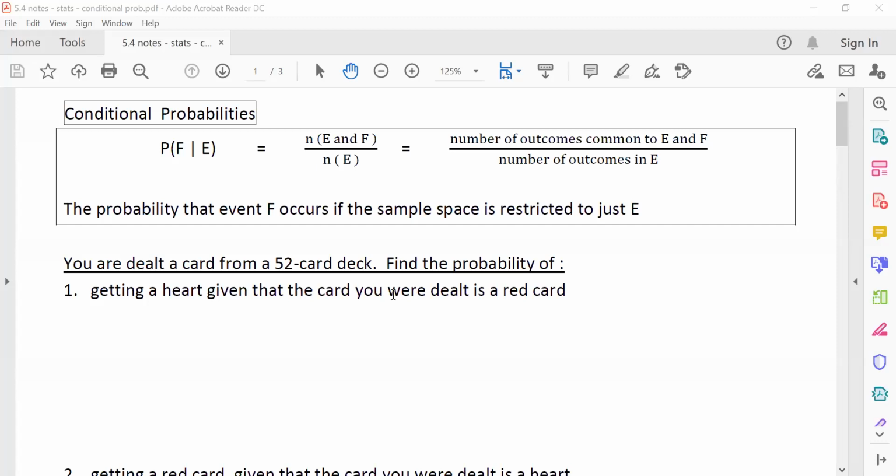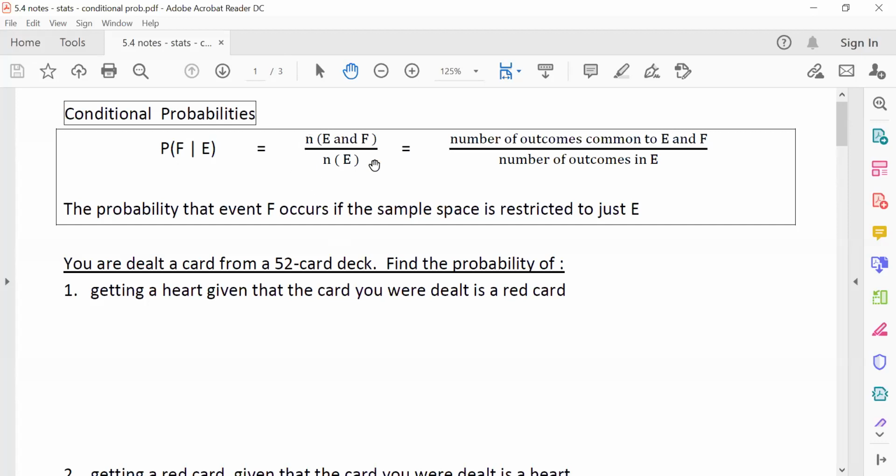So we're talking about conditional probability. And we're going to introduce a new kind of symbol here, this vertical bar. Whenever you're talking about something inside of a probability statement, this would be the probability of an event F given that an event E has occurred or is the kind of true nature of the situation.